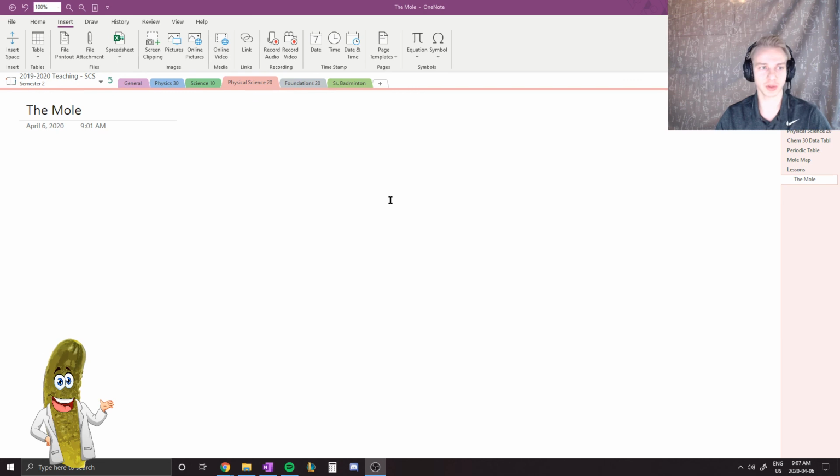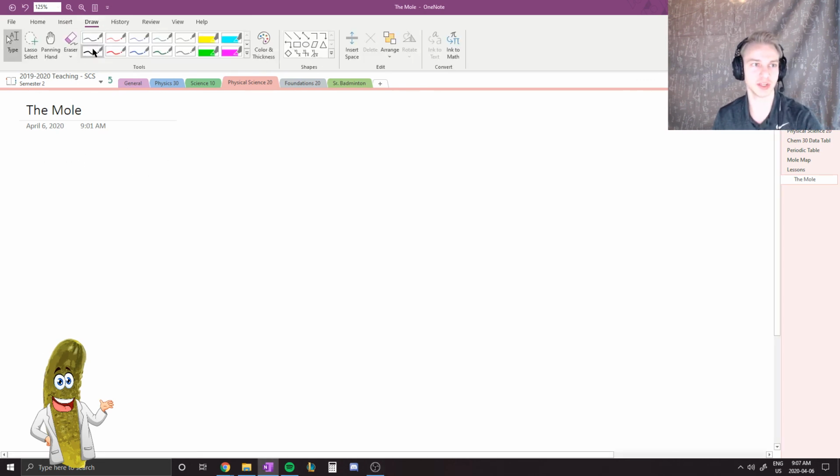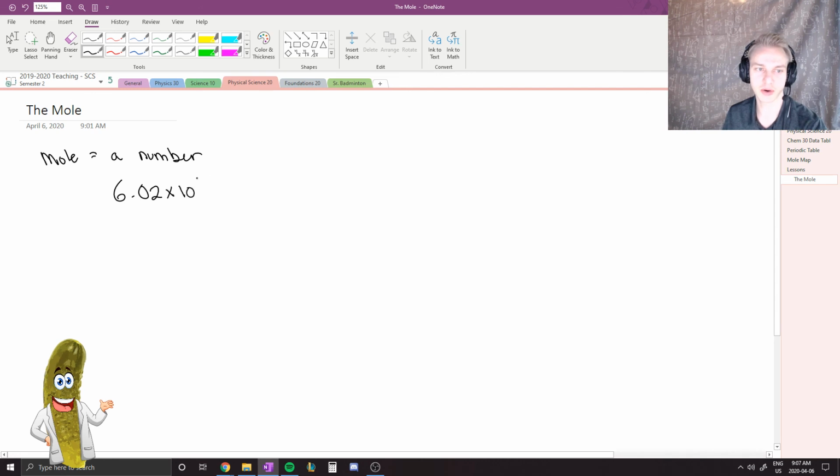So earlier, when we were looking at the mole, we said that the mole itself wasn't really anything special. It is just simply a number. When we were talking about Avogadro's number, we said that a mole is equal to 6.02 times 10 to the power of 23 things. So the mole is just a number, and we need some way of quantifying and describing that.